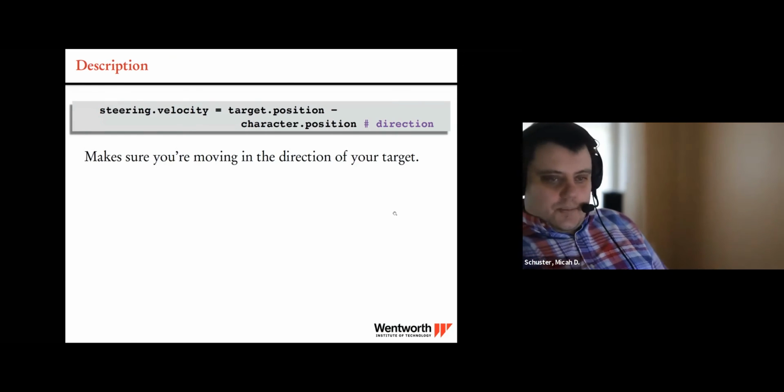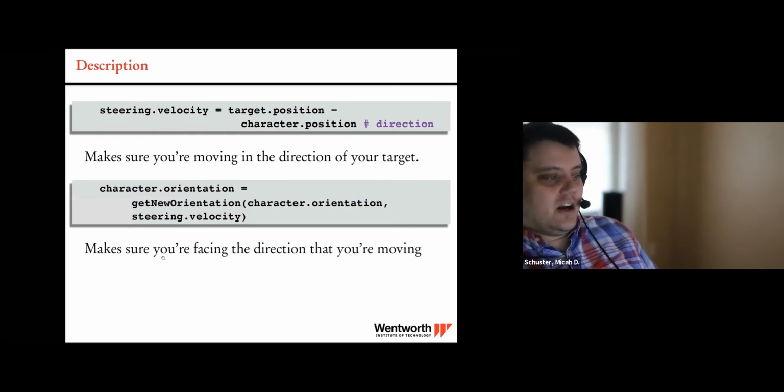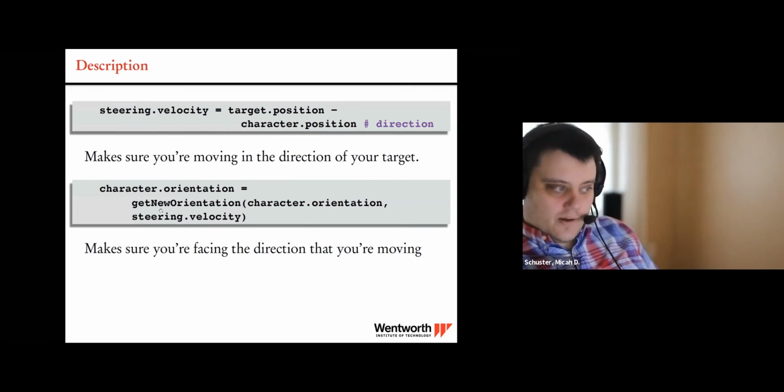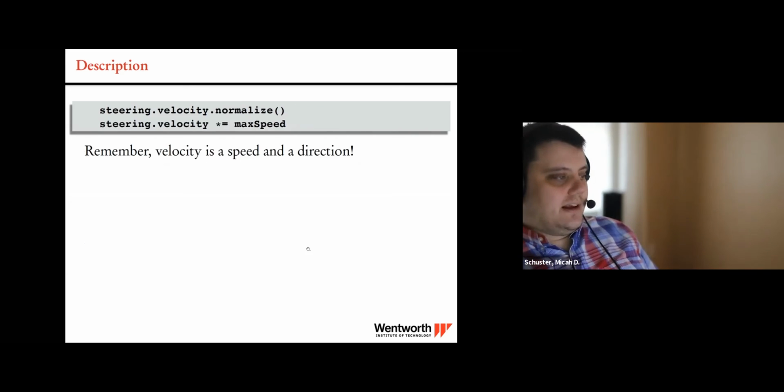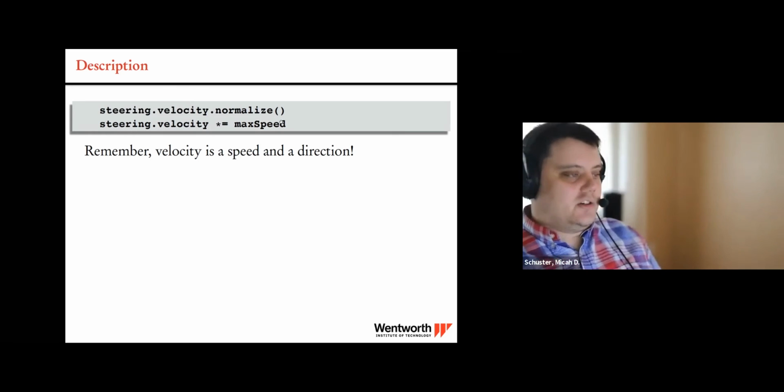All right, so I have a little description of each one of these, especially if you end up going back through this. So this one here, make sure you're moving in the direction of your target. This guy here, make sure you're facing the direction that you're moving. I'll show you the get new orientation a little bit later. And then the velocity is a speed and a direction, so we need to make sure to normalize and multiply by the max speed, so we have the speed correct and the direction correct.